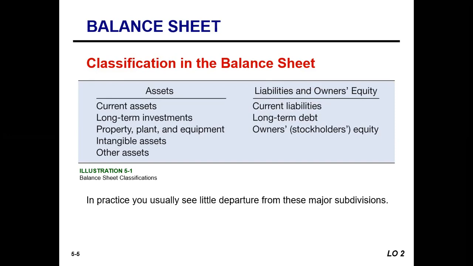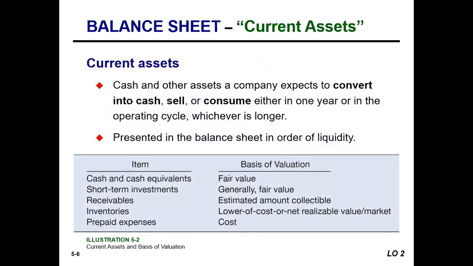Property, plant, and equipment, intangible assets, other assets, and then liabilities and owner's equity: current liabilities, liabilities we expect to pay off within 1 year, long-term debt that takes longer than a year, and then again, that equity section. All right, so current assets, we've said this a couple times, are assets that a company expects to use up or convert to cash within 1 year. And it's showing us each of these and how we value them on our balance sheet.